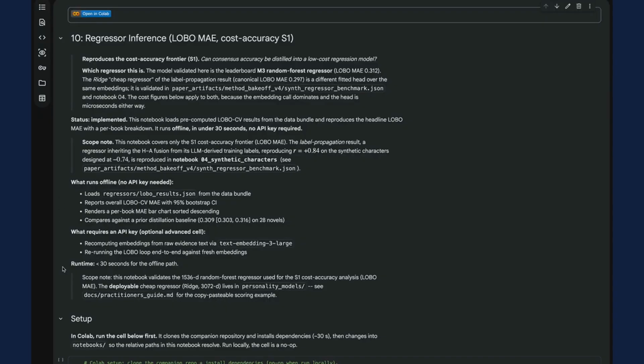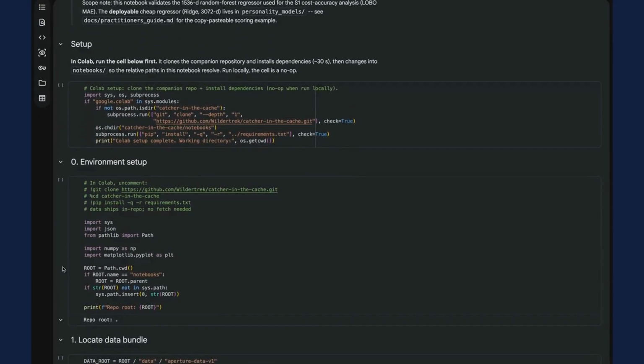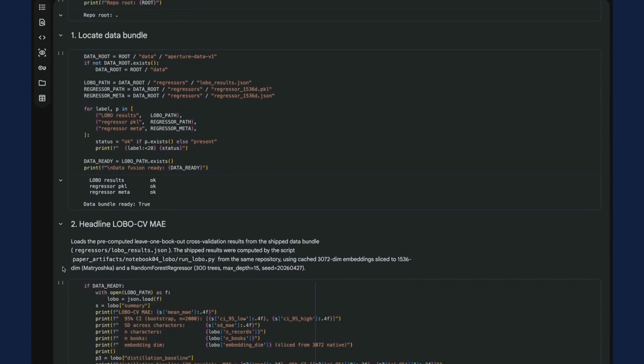Section 1 locates the data bundle. 3 files report OK: the leave-one-book-out results, the regressor pickle, and the regressor metadata. No language model is loaded here, only cached artifacts and a fitted linear model.